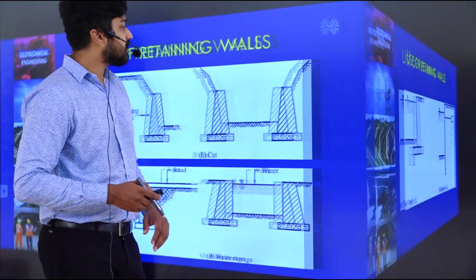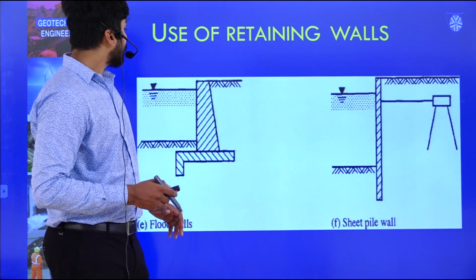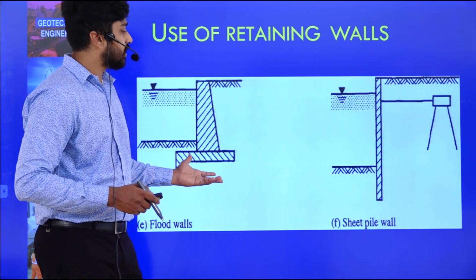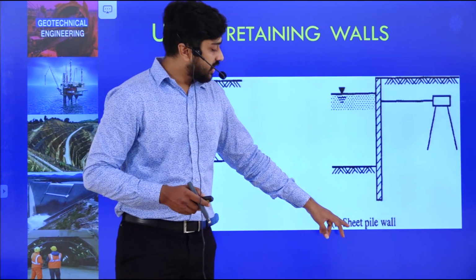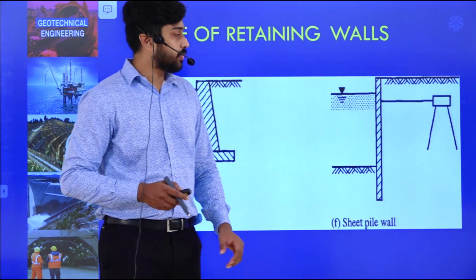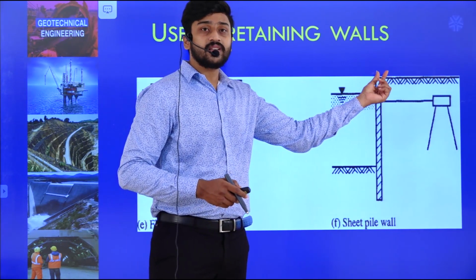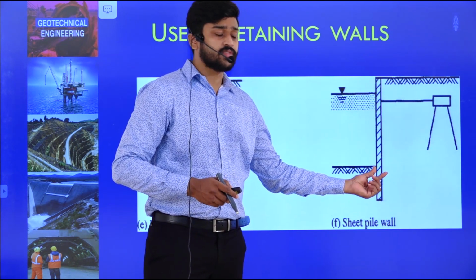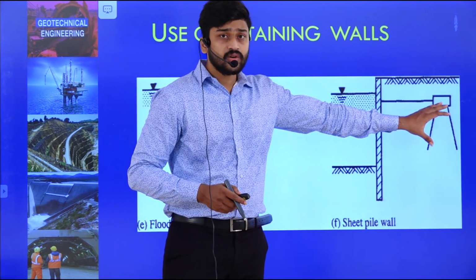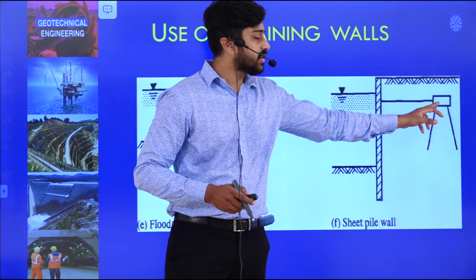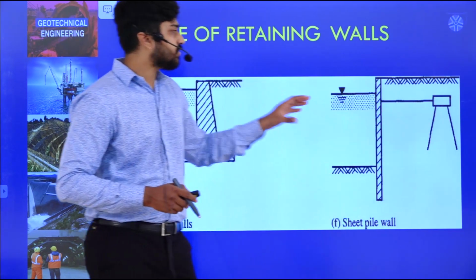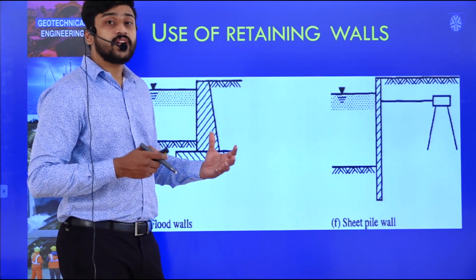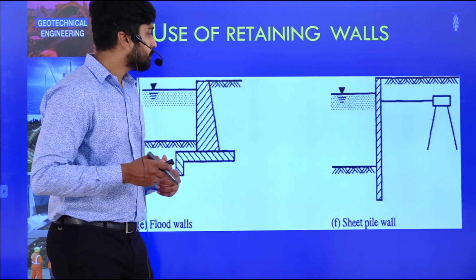Okay, so these are some of the examples. Apart from that, we have flood walls in case of river retaining. The other type of retaining wall is a sheet pile type. That means it is a single, very slim arrangement, a sheet pile in the form of a sheet, which is either anchored to the soil. This is an anchorage to the soil. So this is one of the other types of example, and these are some of the locations where we use these retaining walls.